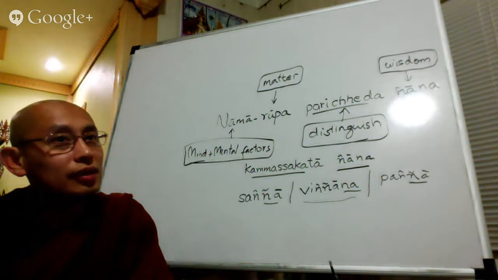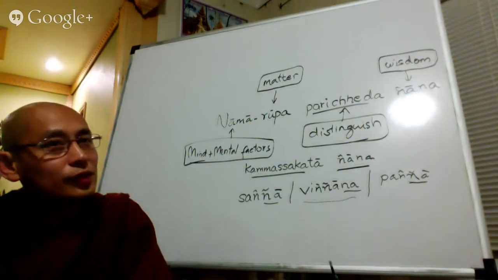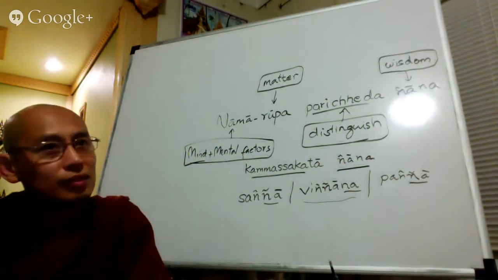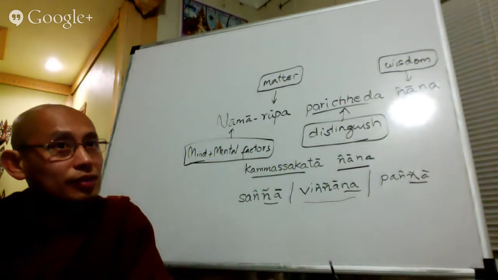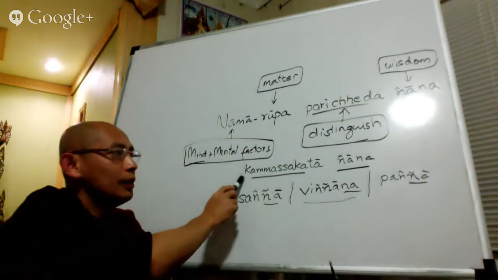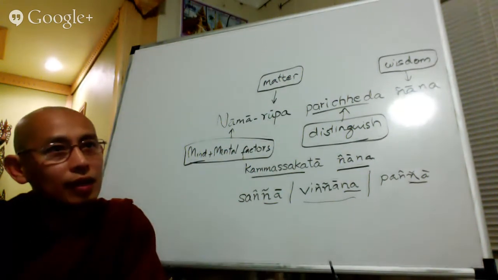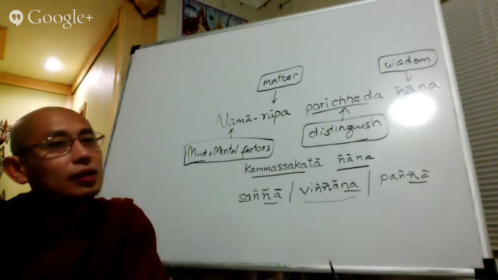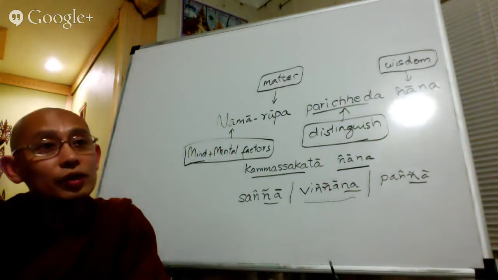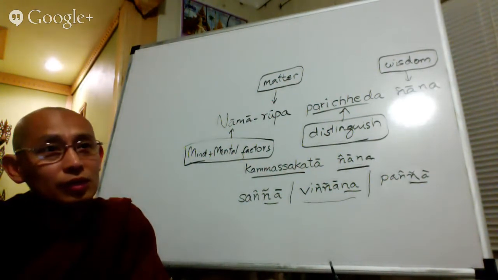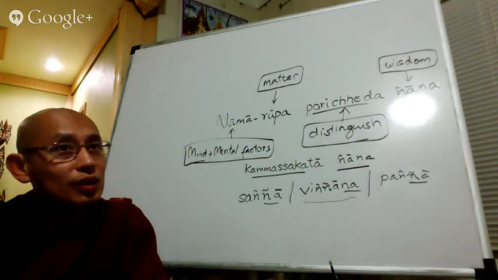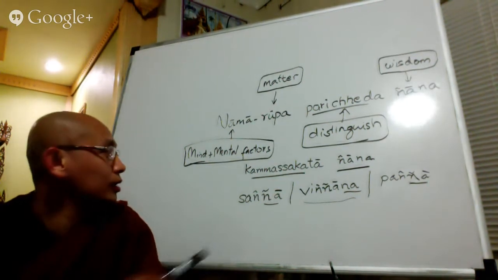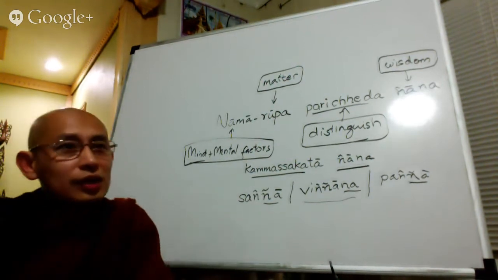Okay, so that's one. So Kamavacara Citta, consciousness, sometimes with wisdom, with Kammasakata Nana, sometimes without wisdom. And then Rupavacara and Arupavacara, form sphere consciousness and formless sphere consciousness, also have nana. But this is not karmas, only knows Kammasakata Nana.